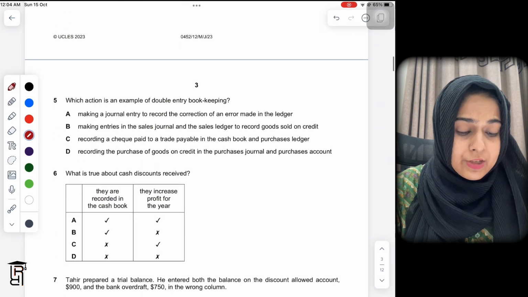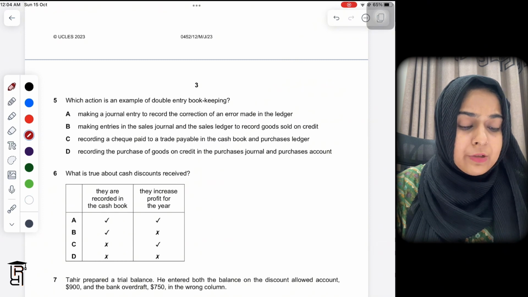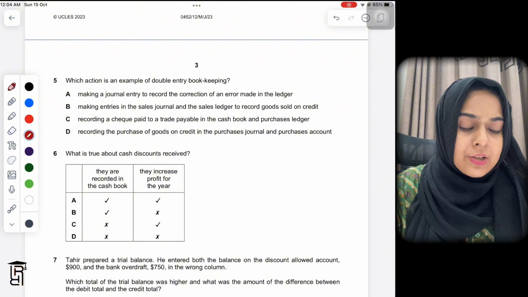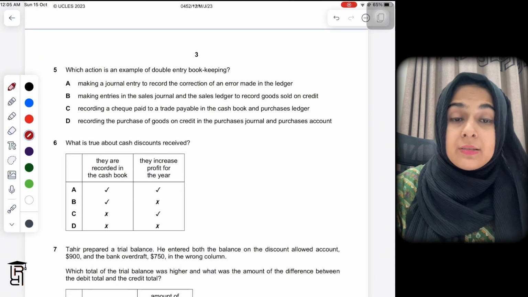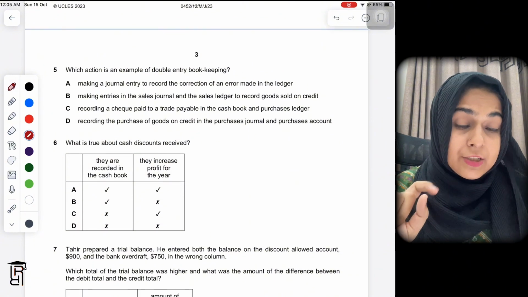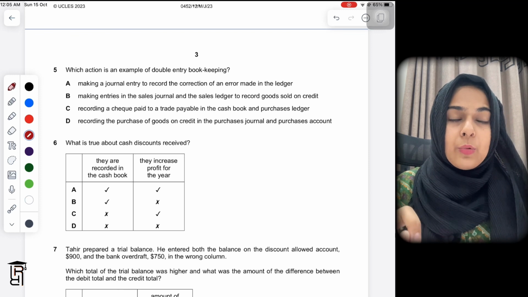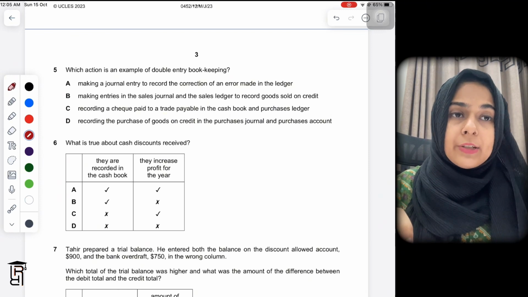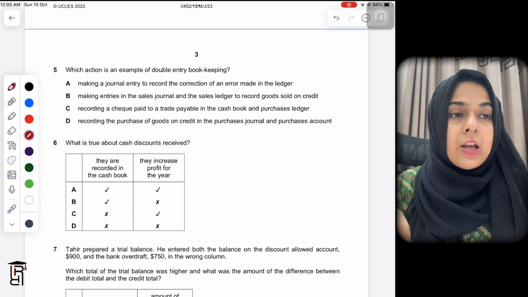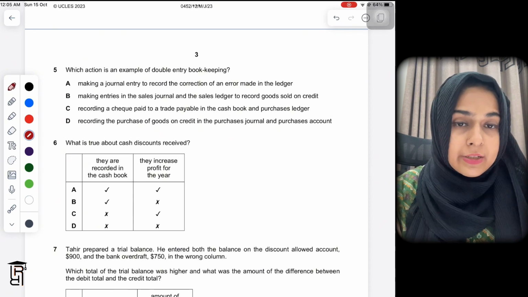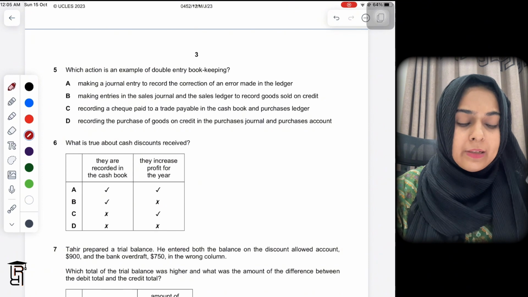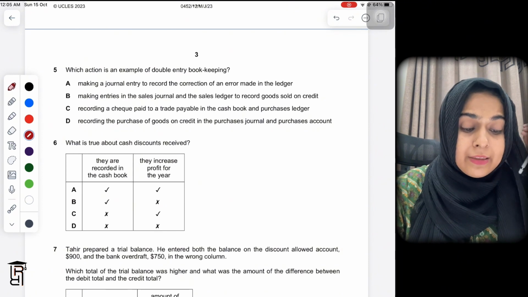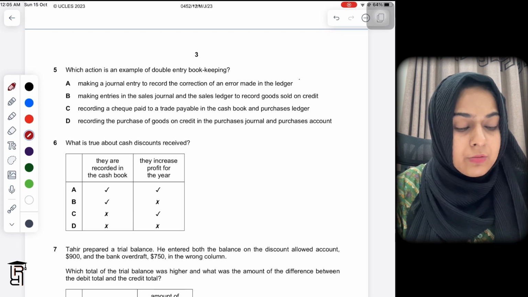Question number 5, which action is an example of double entry bookkeeping? Making a journal entry to record the correction of an error is just a journal entry. Double entry is when you are posting into the ledger, in the T accounts, debiting one T account and crediting another. That is part of double entry bookkeeping. This is just a journal entry, so it cannot be your answer.